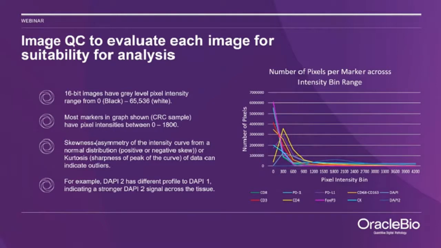So when you're looking across 50 samples and you have 50 CD4 curves, you can start to identify which ones look like outliers, go back to the image and investigate that more closely.